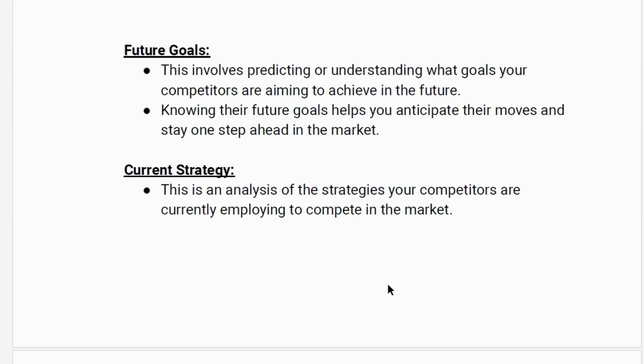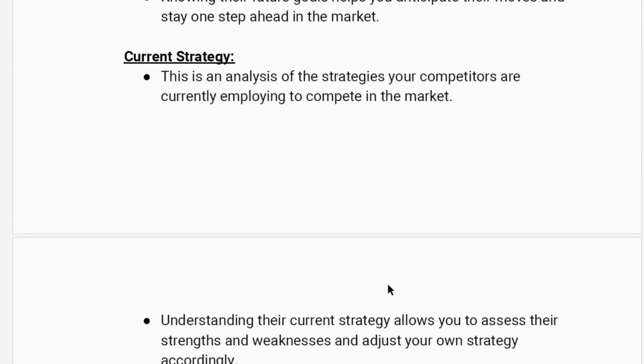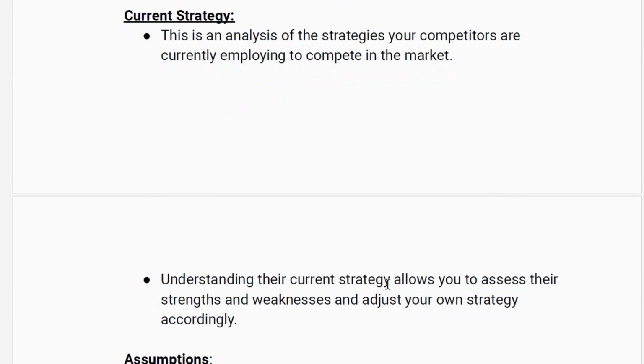Knowing their future goals helps you to anticipate their moves and what they are going to do in the future. So, it can help you to stay one step ahead in the market. Then the next step is current strategy. This is an analysis of the strategies your competitors are currently employing to compete in the market. What strategies are your competitors using right now? What strategies do they possess now? All these things are analyzed in current strategy.